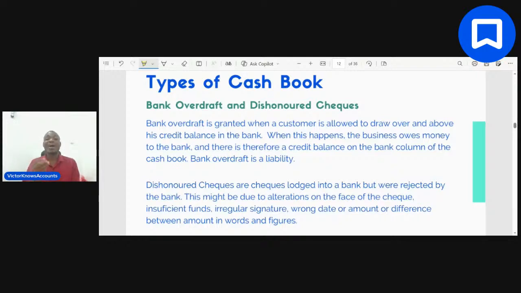That means that bank overdraft is what? It is a liability. And therefore, it creates a credit balance on the bank column of the cash book.